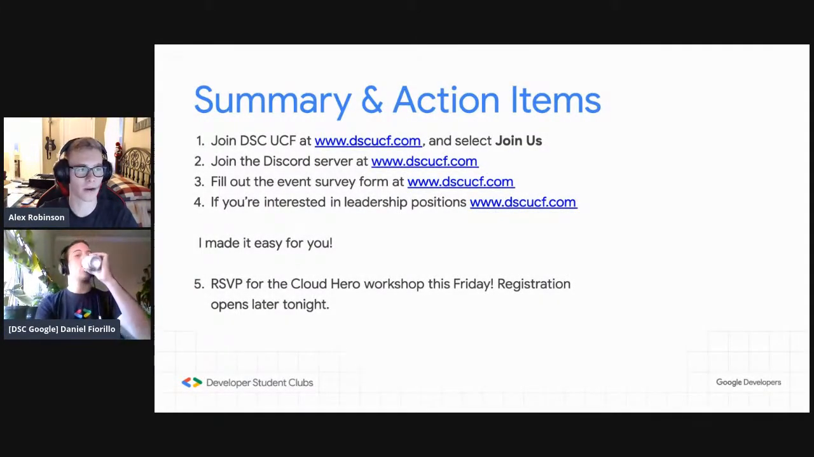So I know I went super quick. We've been going for about 27 minutes. I dropped a lot of information and told you to do a lot of things. So here's the summary. To join DSC UCF, go to our website, select About Us. It takes you to Bevy, and then you can join. Join the Discord server. The button is also on our website. Fill out the event survey form that tells us what you want to learn and see in upcoming events. It's on our website. If you're interested in leadership positions, it's on our website. I made this as easy as possible. You go to one page and all this stuff is there.